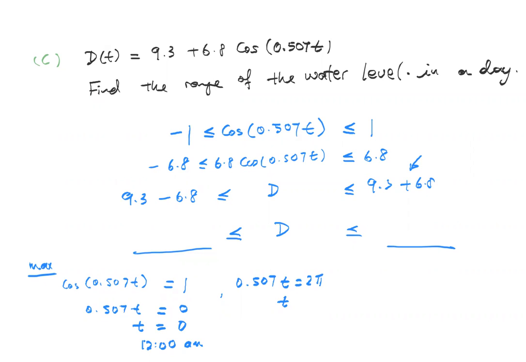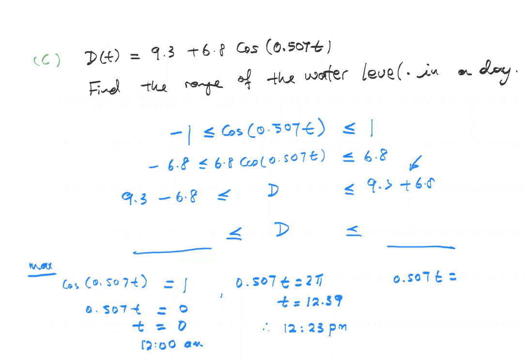0.507. So it's 12.39. Okay, so therefore is 12. Okay, I take 0.39 times 60. So 12:23 p.m. Right? Then 0.507 T equal to the second round.